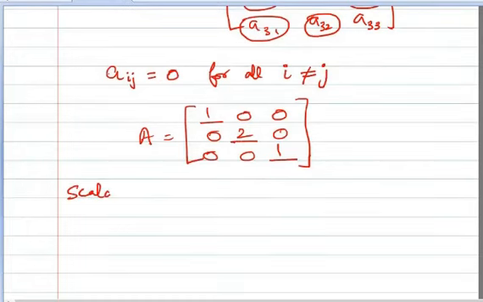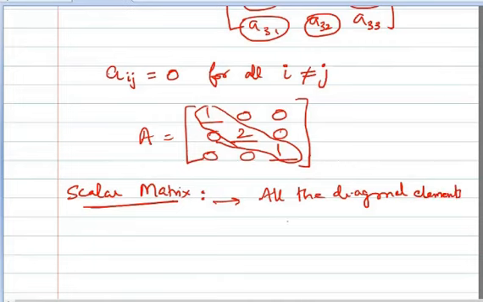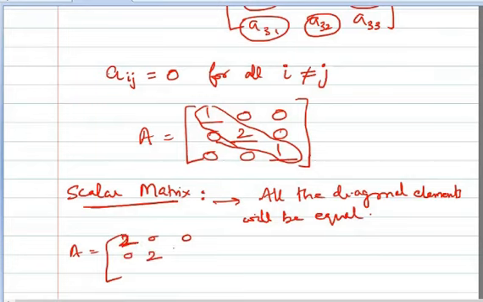Next is the scalar matrix. In a diagonal matrix, if all the diagonal elements are equal, then it is called a scalar matrix. So in a scalar matrix, all the diagonal elements will be equal. Example, A is 2 0 0 0 2 0 0 0 2. So this is a scalar matrix because the diagonal elements are the same.